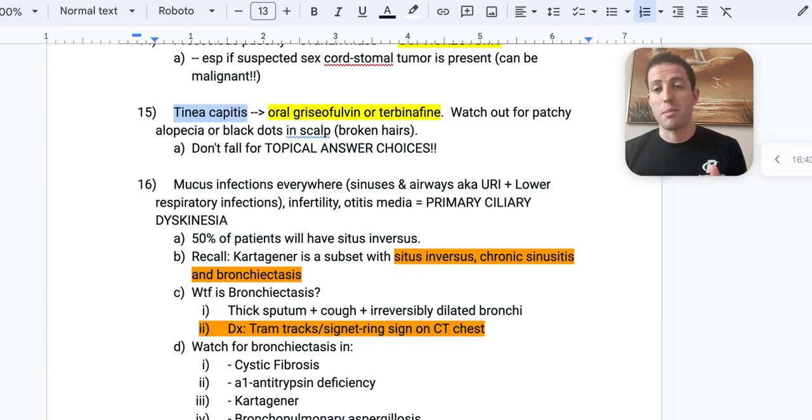All right, and just to keep in mind, you don't need to treat other kids or patients that were exposed. You only need to treat the patient that has the tinea capitis.